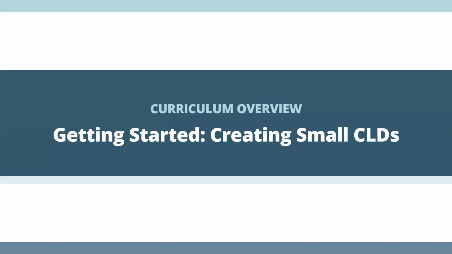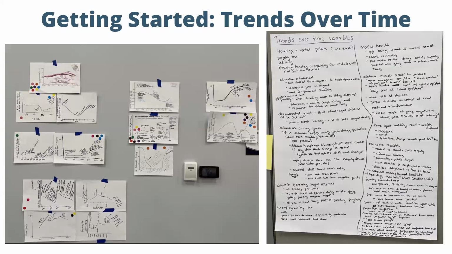Okay, so at the beginning of the curriculum, we start by making small CLDs. And to do this, one of our first activities is this trends over time activity, where participants look at data of trends over time in their community. And they sketch out these trends and then they write what they think is influencing those trends. So that's what you see here in this photo on the left. These are what participants made brainstorming what they think is influencing those trends.